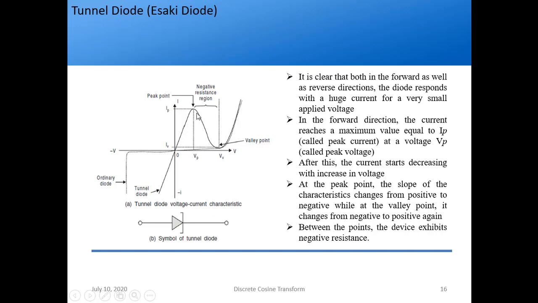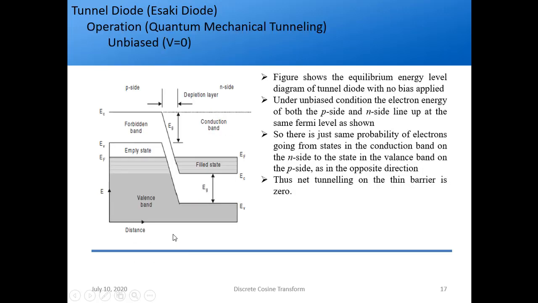Then I have explained this diagram 2-3 times now, so I will not explain it again. Whatever is written here is just the explanation of this diagram. So just write what is happening in this graph, okay? And this is the symbol of the tunnel diode.